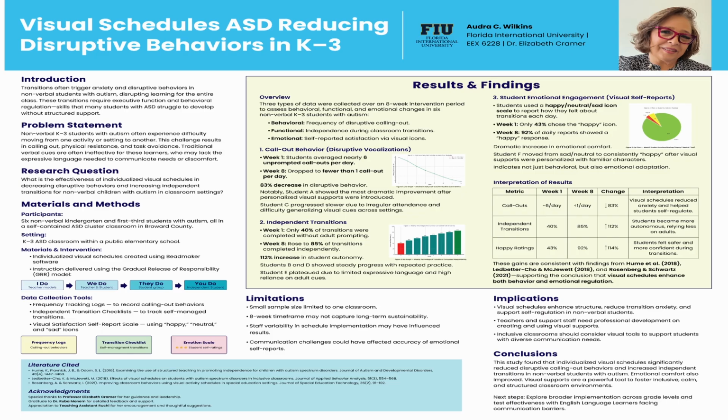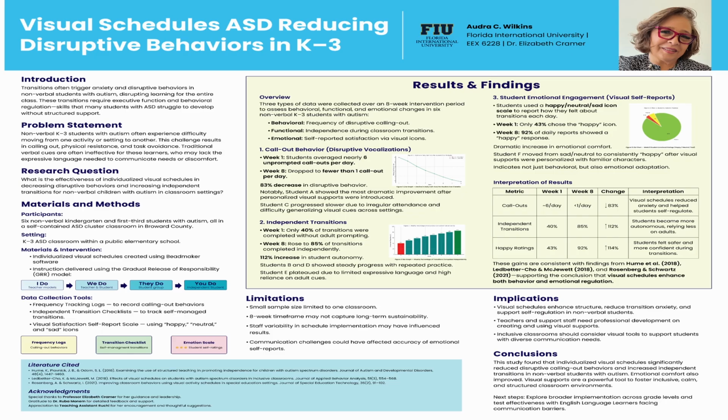In the first week, students averaged nearly 6 unprompted call outs per day. In week 8, that dropped to fewer than 1 call out per day. That's an 83% decrease in the disruptive behavior. Student A showed the most dramatic improvement after personalized visual support was introduced. Student C progressed slower due to irregular attendance and difficulty generalizing visual cues across the settings.